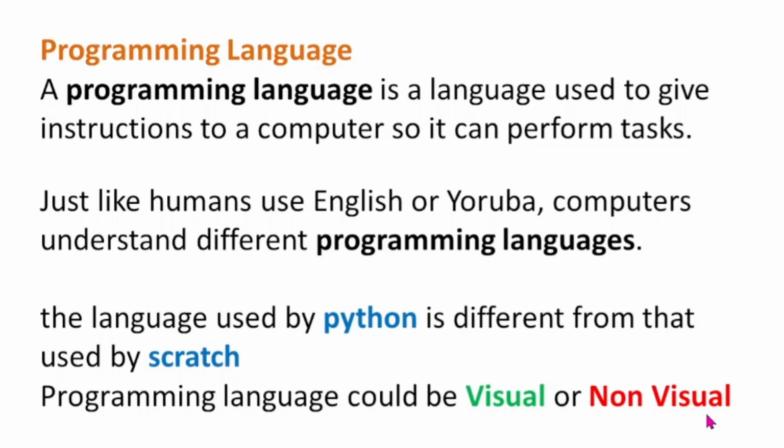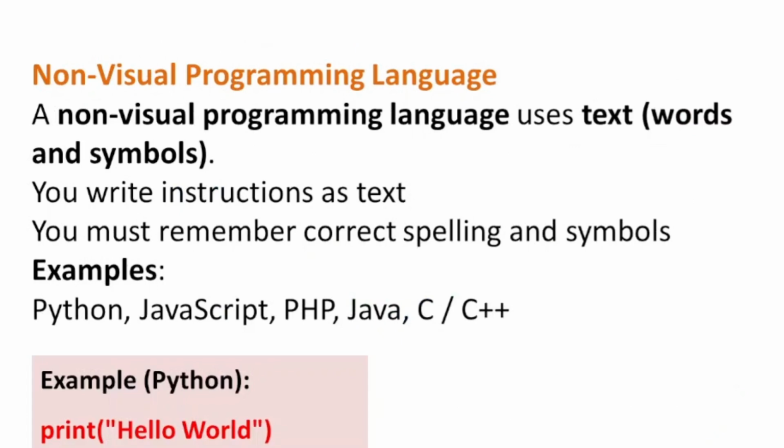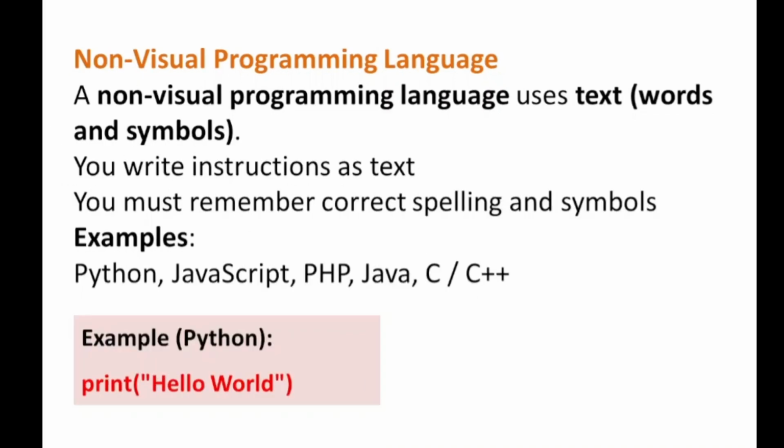The other thing we need to know is that programming language could be visual or non-visual. First, let's look at the non-visual programming language. The non-visual programming language uses text, which comprises words and symbols, to give instruction. You write instruction as text. You must remember the correct words because if you make a mistake while typing a text, it may give you an error.